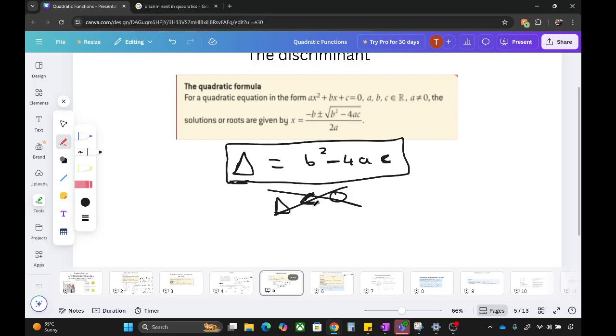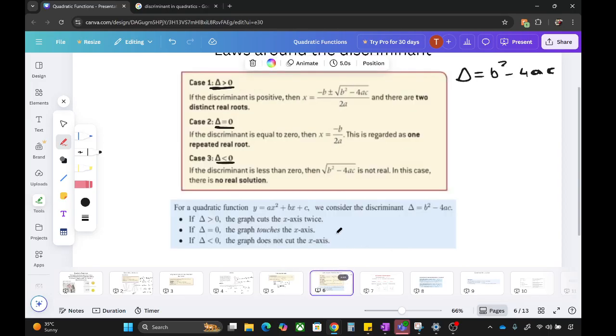Anyway, ignore what I said about the discriminant ever being less than 0. It can be less than 0, but it just means different things. So let's go case 1 first. If the discriminant is greater than 0, it means that there are two distinct real roots. That means there are two x intercepts.